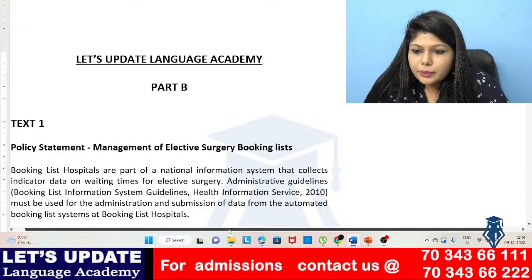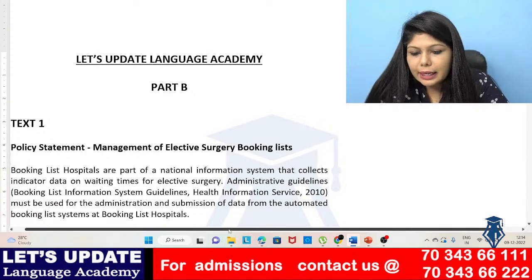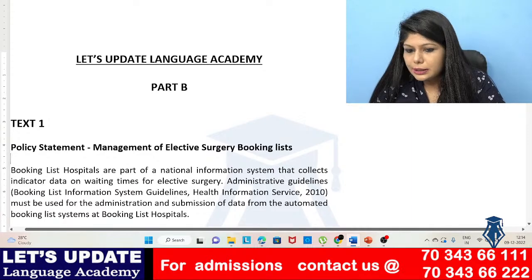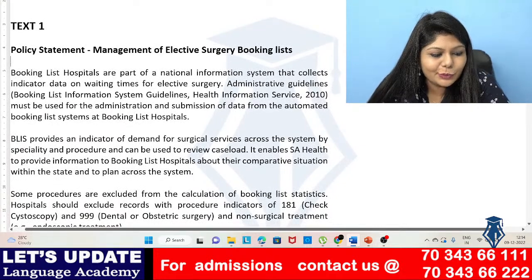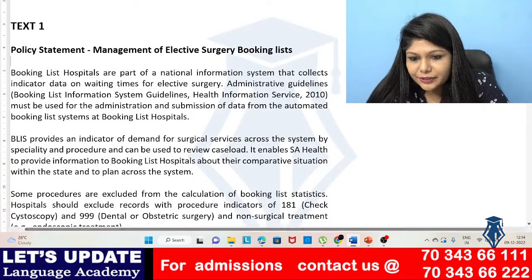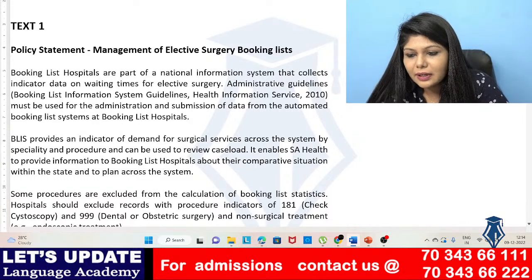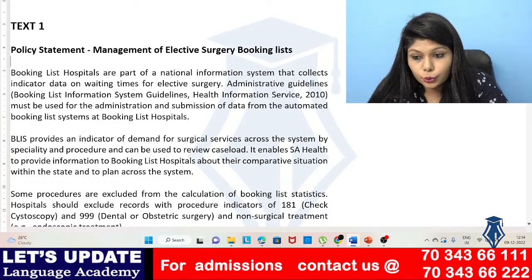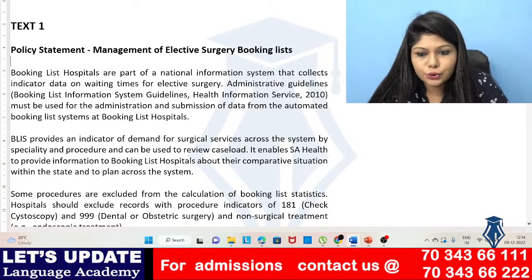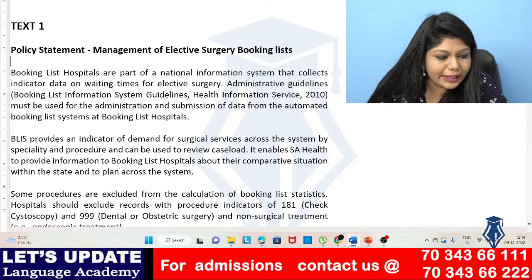Okay, so now this is the Part B reading material, and first let's go through the heading. As I told you, let's read the heading first. What is the heading? Policy statement, management of elective surgery booking list. Okay, that is the heading. So go through the heading first, because we need to know what this text is about. That is very important.